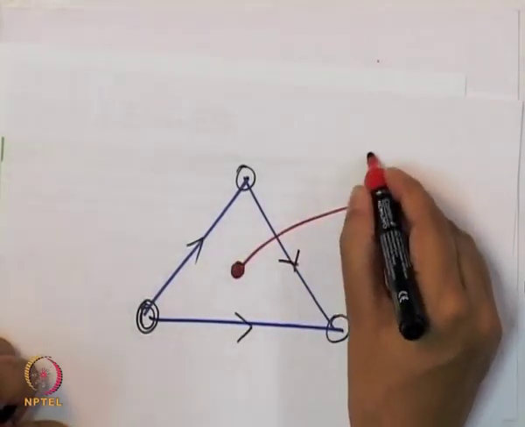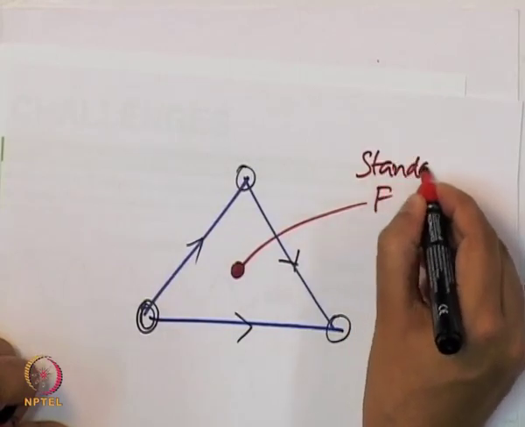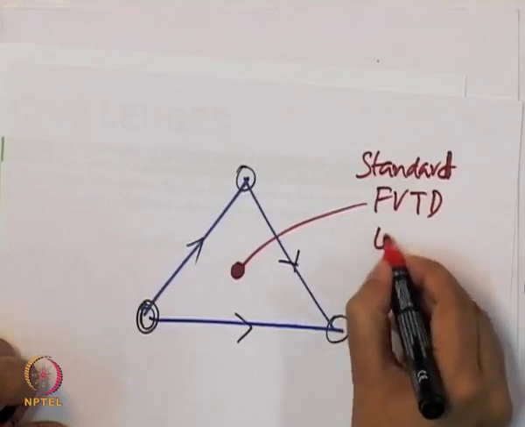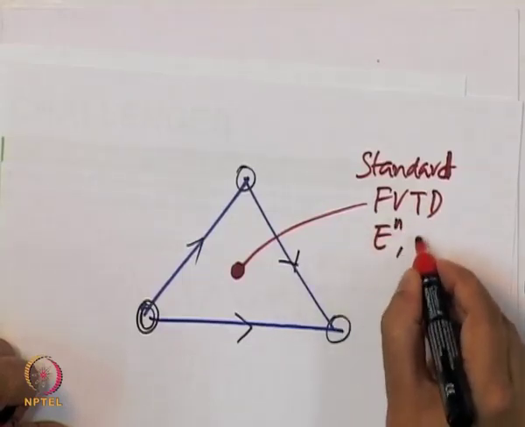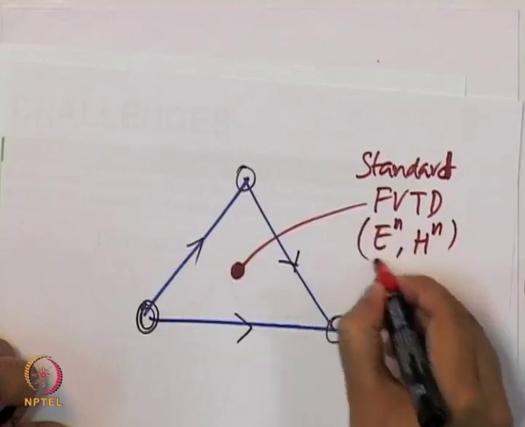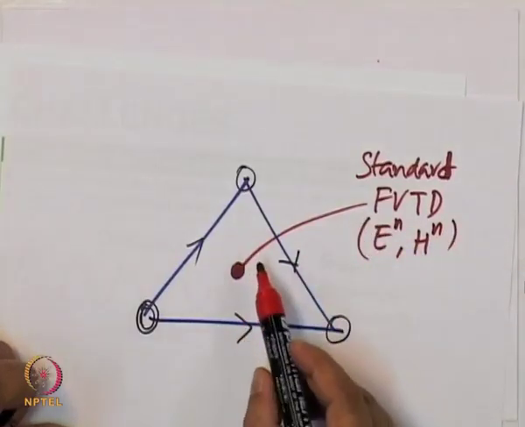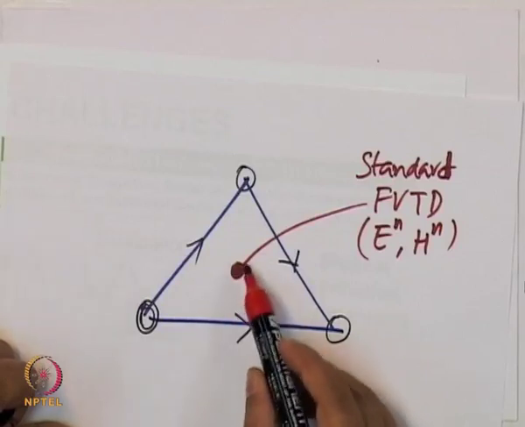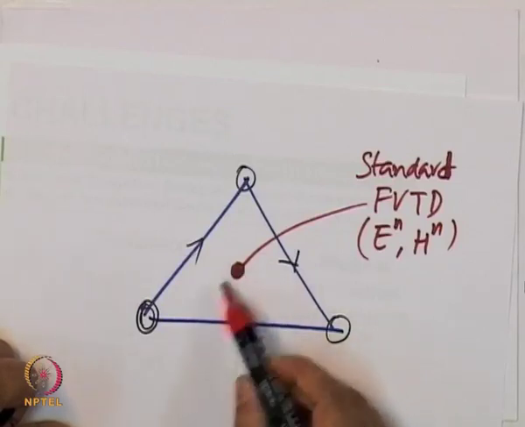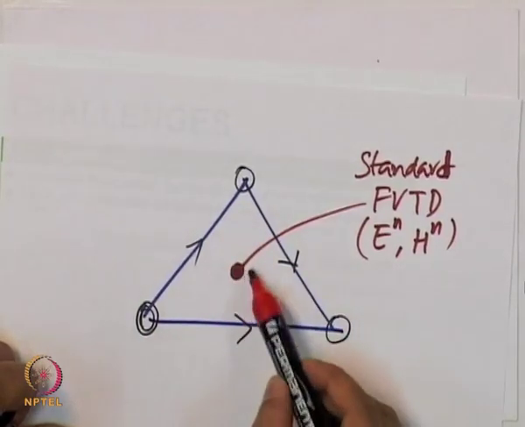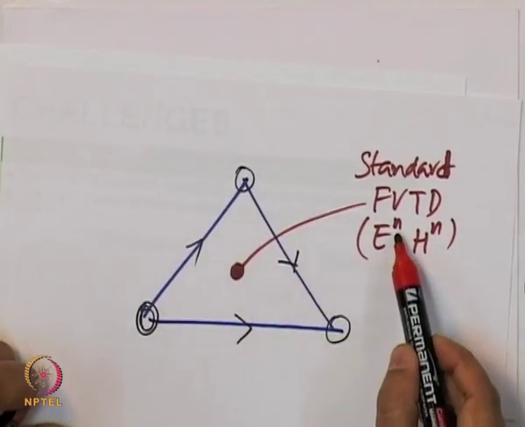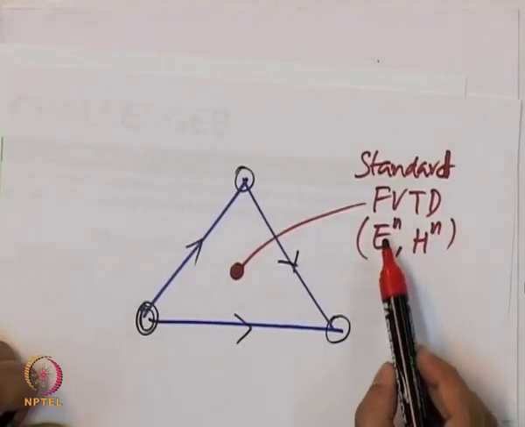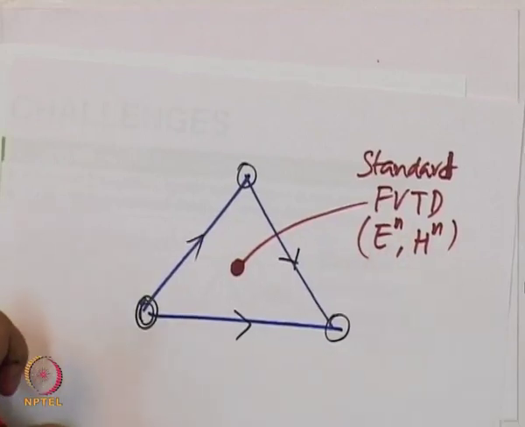So in standard FVTD, the E field at time n and the H field at time n are all stored in the cell center. This has a certain advantage because numerically it is less heavy compared to the finite element method, and we are able to compute the value of the E and H field at one point in time and one point in space. So in other words, it helps you to be more accurate.